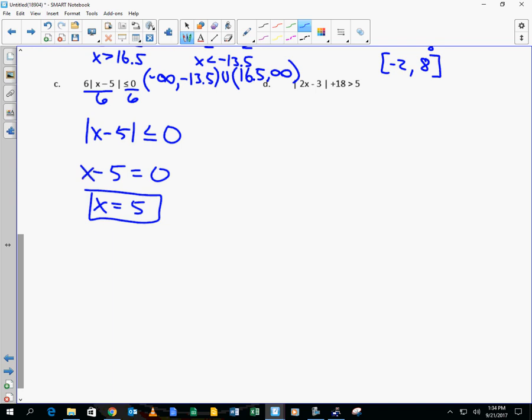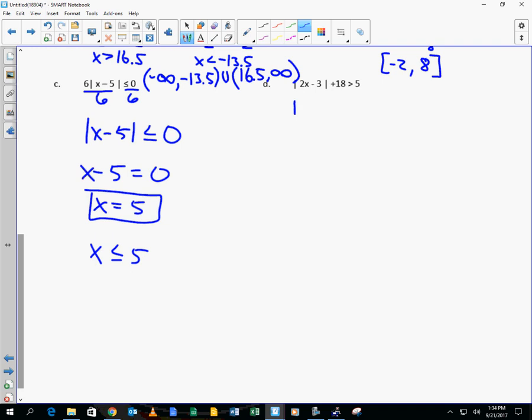Because watch, if you said x was less than or equal to 5, if you plug in 5, 5 minus 5 is 0 times 6 is 0. That works, right? But try plugging in something less than 5, say 0. 0 minus 5 is negative 5. Absolute value is 5 times 6 is 30. Right? So when you come up with 0 or a negative, you must use your brain. Must think about the logic of the situation.